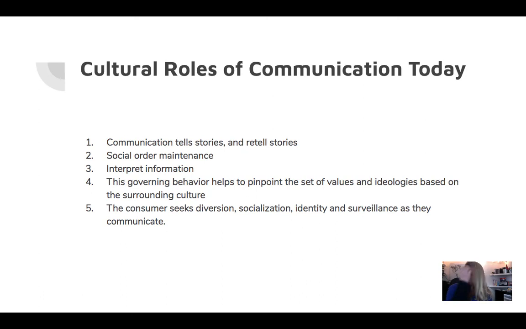So the cultural roles of communication today also interpret information. We can see this most clearly in the media, where our interpretation of facts is often guided to a certain conclusion. Number 4, this governing behavior helps to pinpoint the set of values and ideologies based on the surrounding culture. So culture plays a big role in the type of communication that is mass distributed. Lastly, the consumer seeks diversion, socialization, identity, and surveillance as they communicate. The public seeks communication as a sense of gratification.